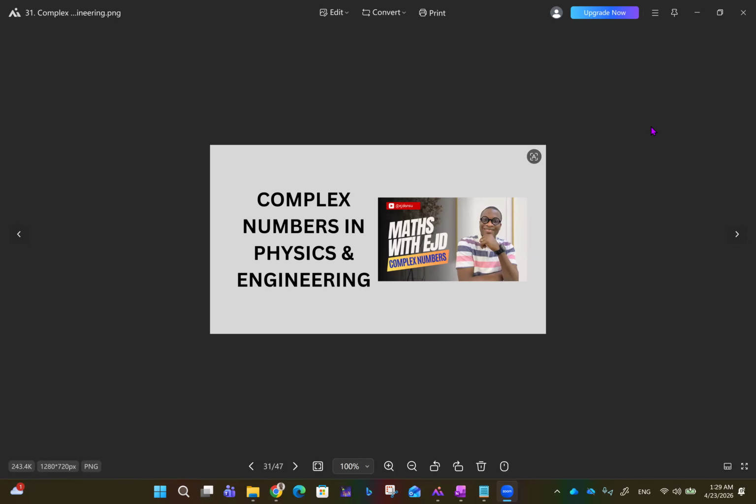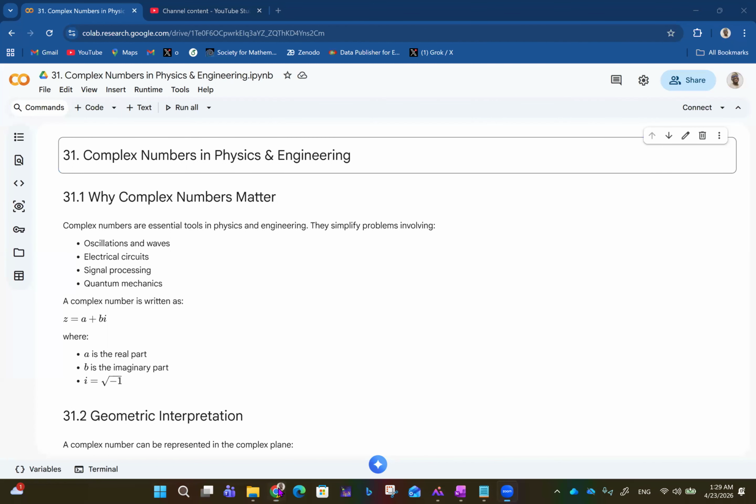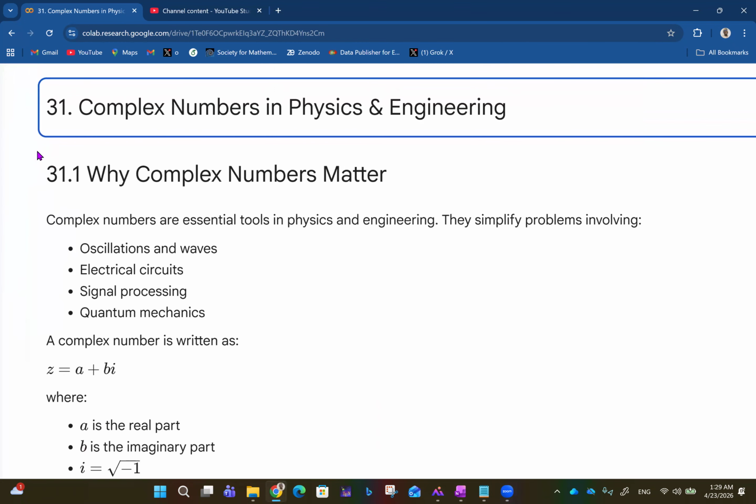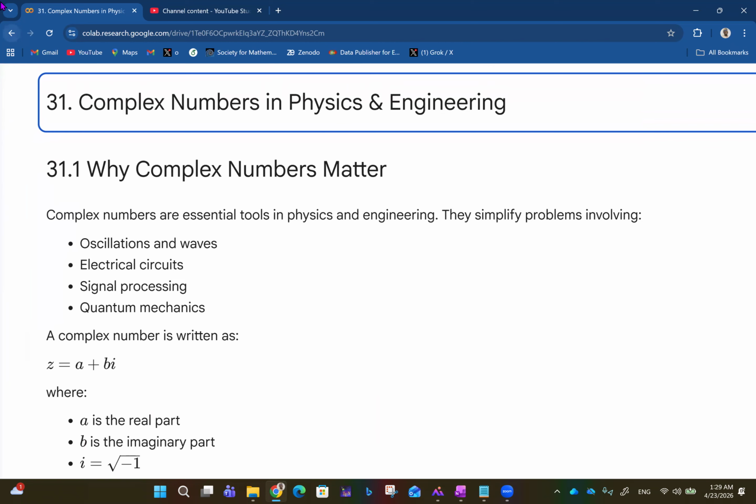Now let's talk about complex numbers in physics and engineering as we continue to deal with the applications of complex numbers. In the last video, we saw complex numbers as they are deployed in differential equations. So let's see what we have here. First of all, again, why complex numbers matter in physics and engineering, right?